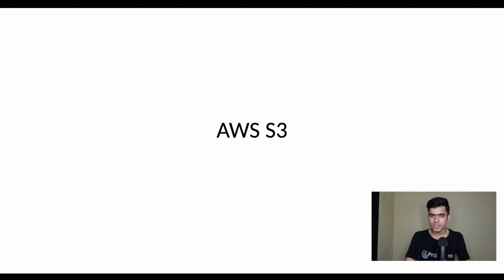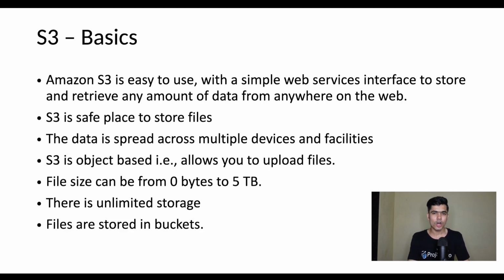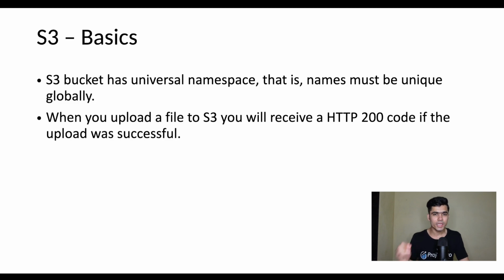First, we have AWS S3. S3 is basically object storage. So if you want to store your files such as text files, images, videos, or anything, you can store them on S3. S3 is a safe place to store your files. Data is replicated across multiple regions, so you don't have to worry about data loss. Your file size can be anything from 0 bytes to 5 terabytes. There is unlimited storage on S3, and each and every file you store on S3 is stored inside a bucket. S3 bucket names are universal, so whatever name you give should be unique across the entire AWS ecosystem. You cannot repeat a bucket name, and once you upload your file, you will get an HTTP 200 code if the file gets uploaded successfully.